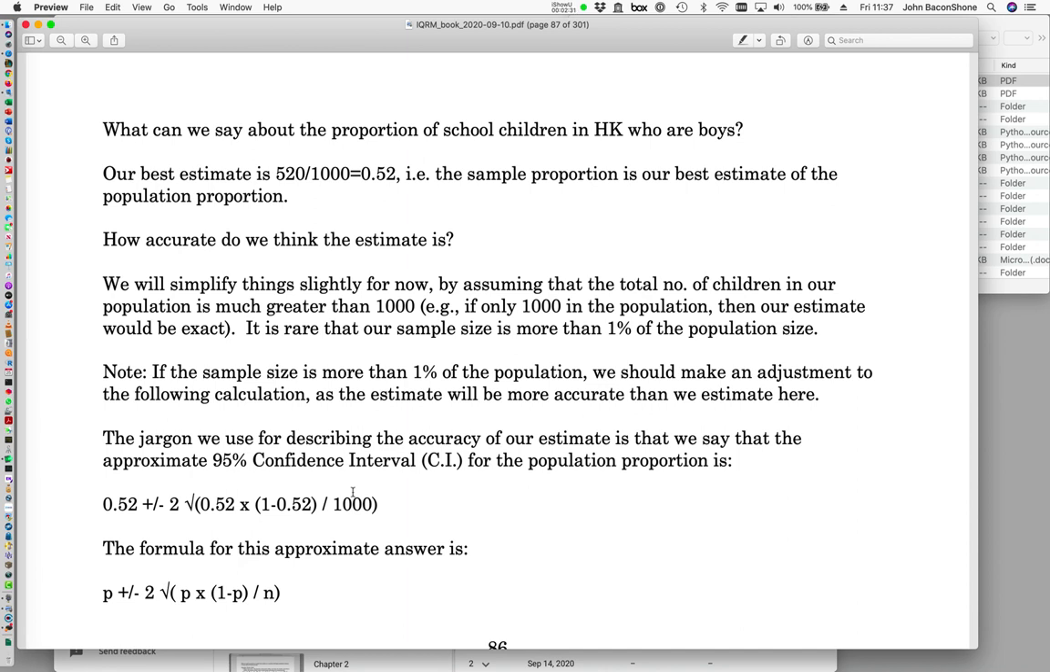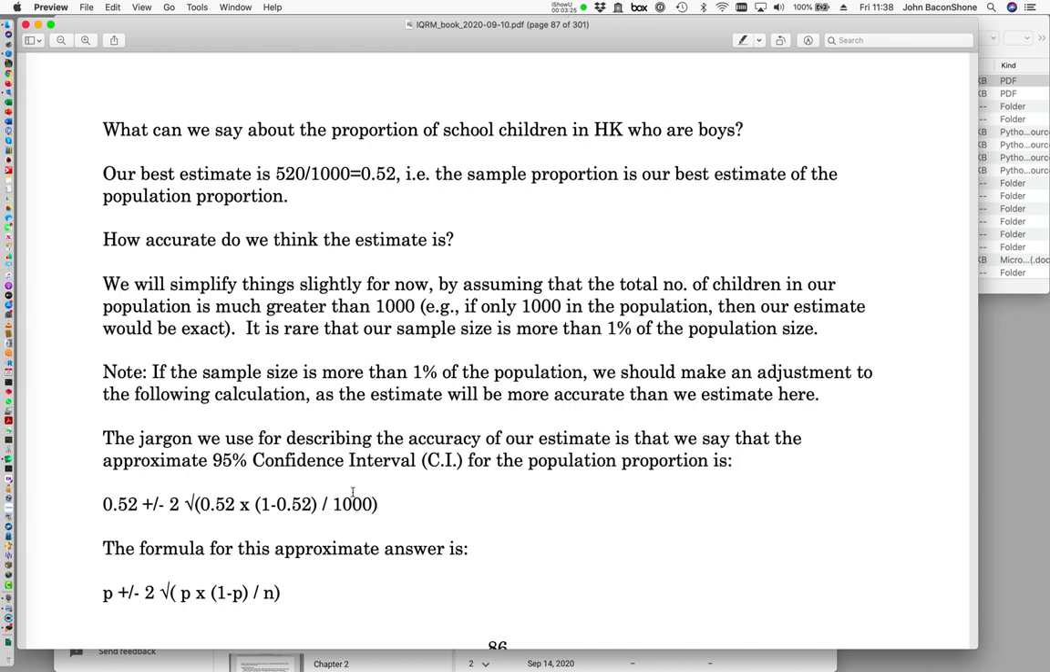Obviously, if we drew a sample of the whole population, there would be no sampling variability left. So let's simplify things for the moment. We're going to assume that the total number of children in our population is much greater than 1,000. As I said, if the population size is only 1,000, then our estimate would be exact. So in most situations where we're drawing samples, our sample size will be less than 1% of the population size, and we don't have to worry too much. It turns out that the population size doesn't matter unless it's relatively similar to the sample size. So if the sample size is more than 1% of the population, we would need to make an adjustment, and we'll talk about that later. In other words, the estimate will actually be more accurate if the population size is not that much bigger than the sample size.